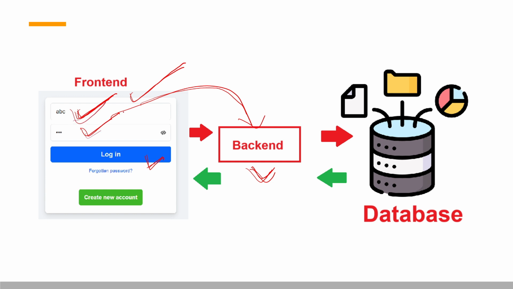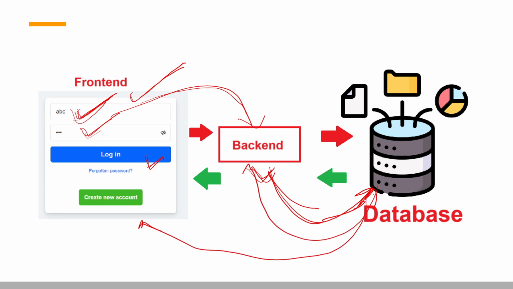If you enter the correct credentials, then it will go to the database and search your profile. If your profile exists, then it will return you the response. The database will send the response to the backend and the backend will send the response to the front end, through APIs. Suppose you are not a valid user or your profile does not exist in the database, then the backend will send a response like user not found or invalid credentials.